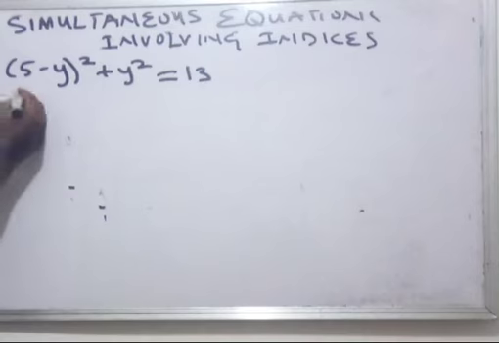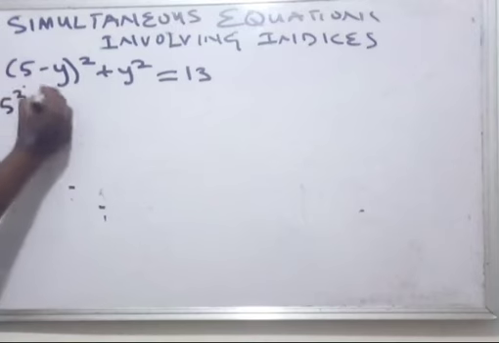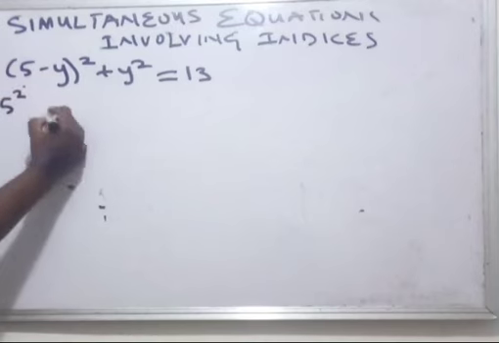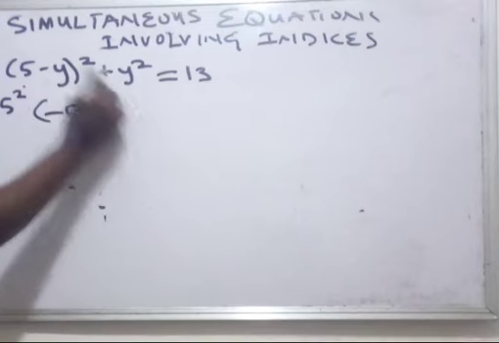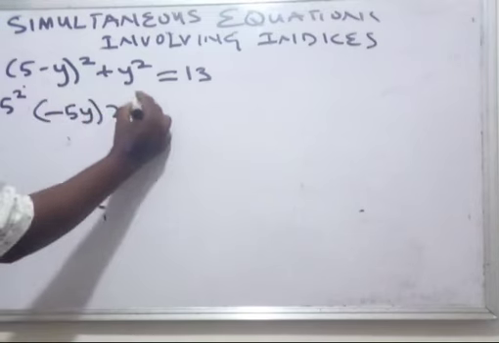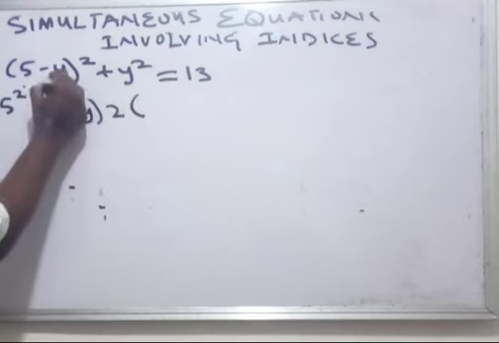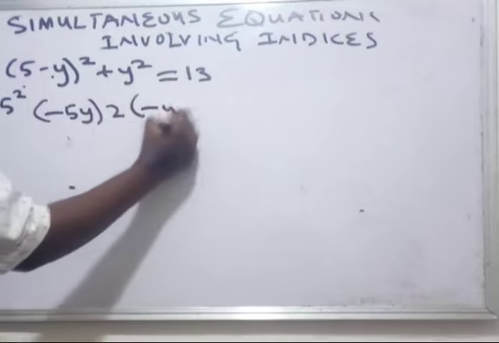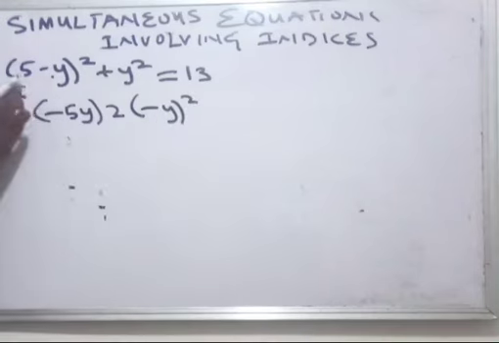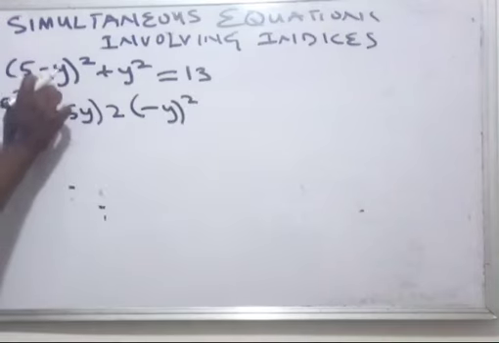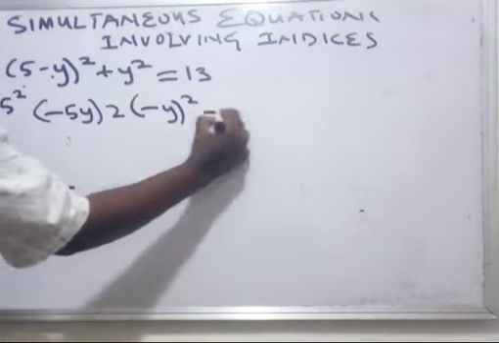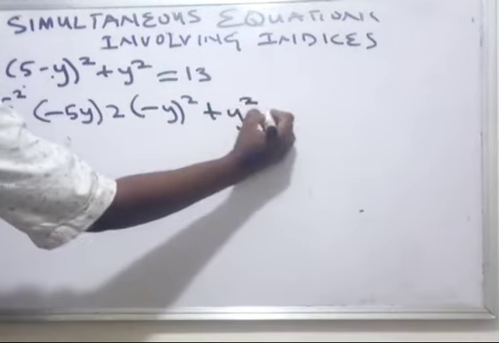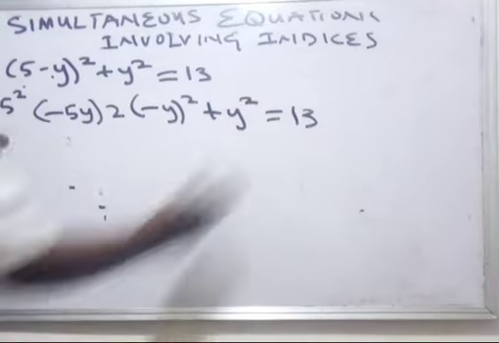Pay attention to how we do it. 5 raised to the power 2. Then we multiply everything in the bracket, which is minus 5y, and we multiply with 2, which is out here. This is the 2. Then the next thing to do is to bring this minus y here and we square it. So we pick the first one, we square. Then we pick the last one and we also square. So remember, we still have our plus y squared here. Plus y squared equals 13.